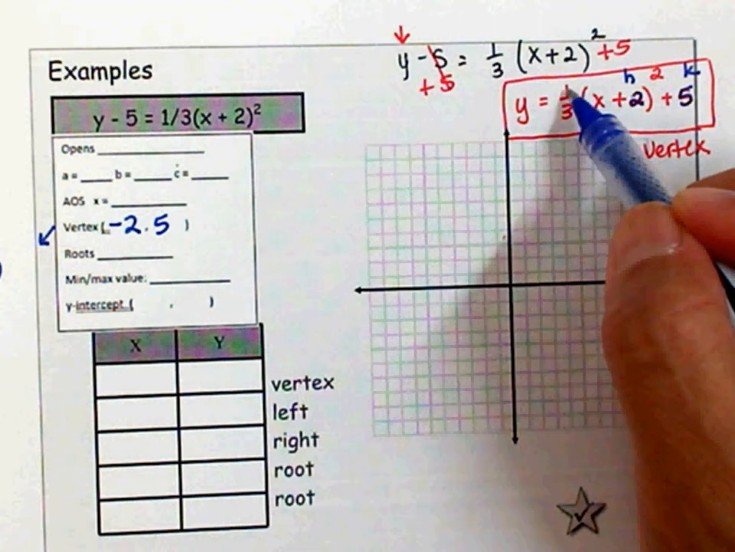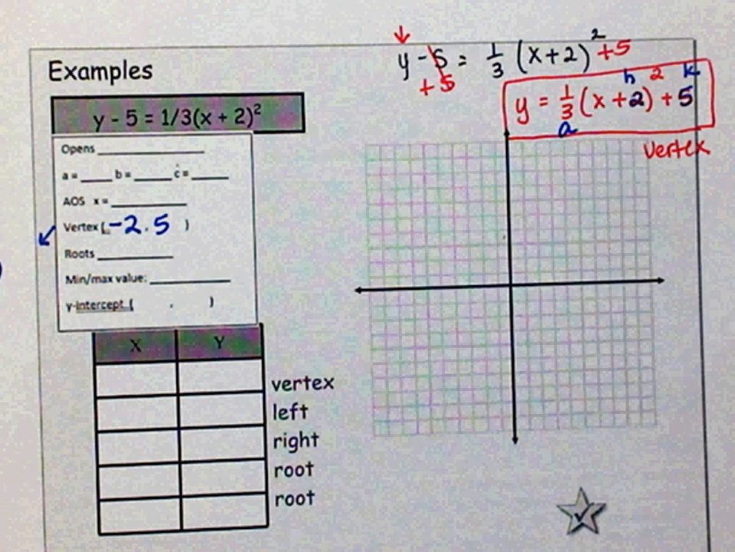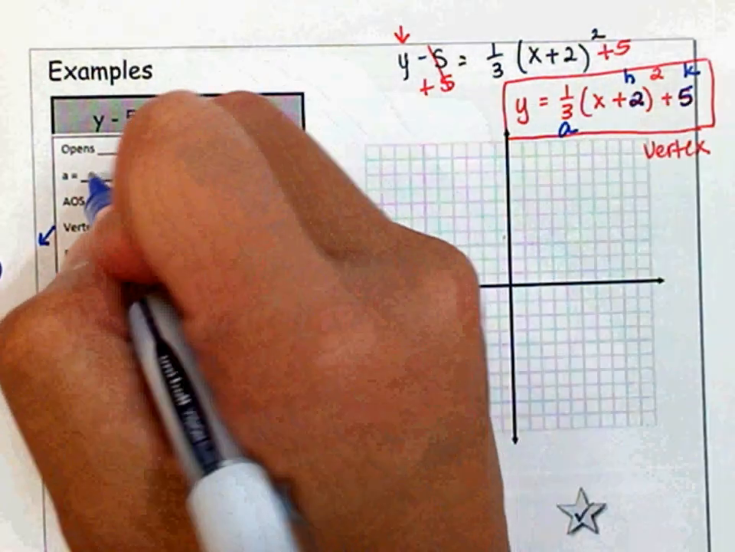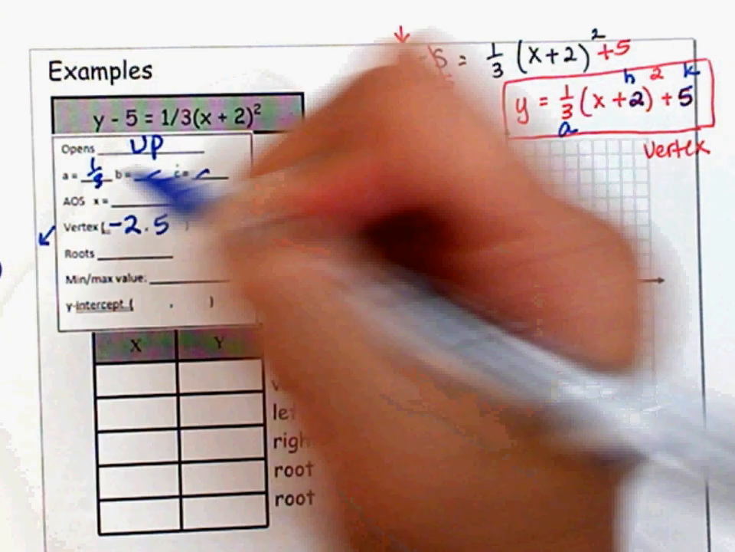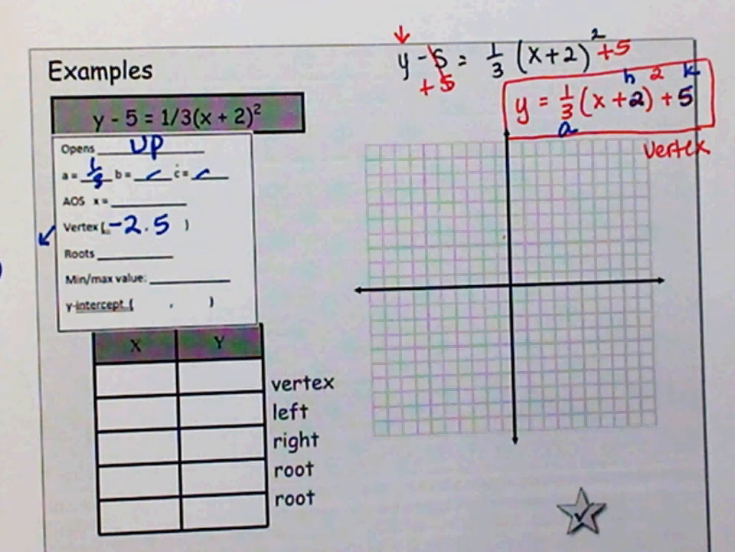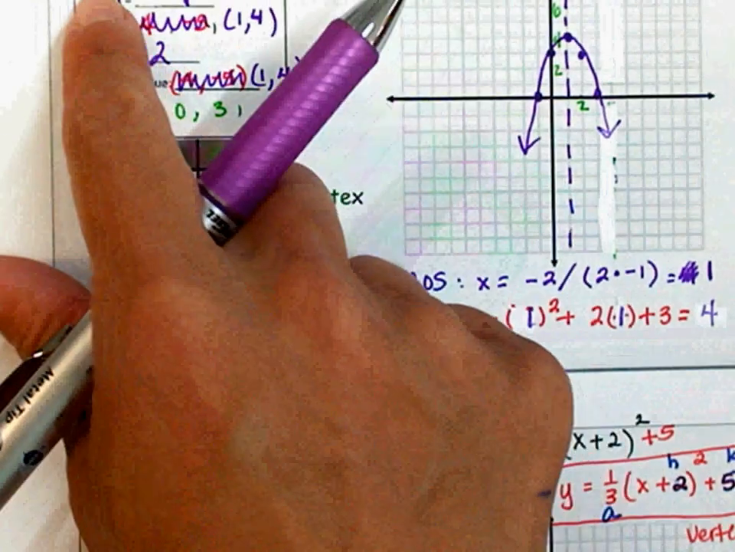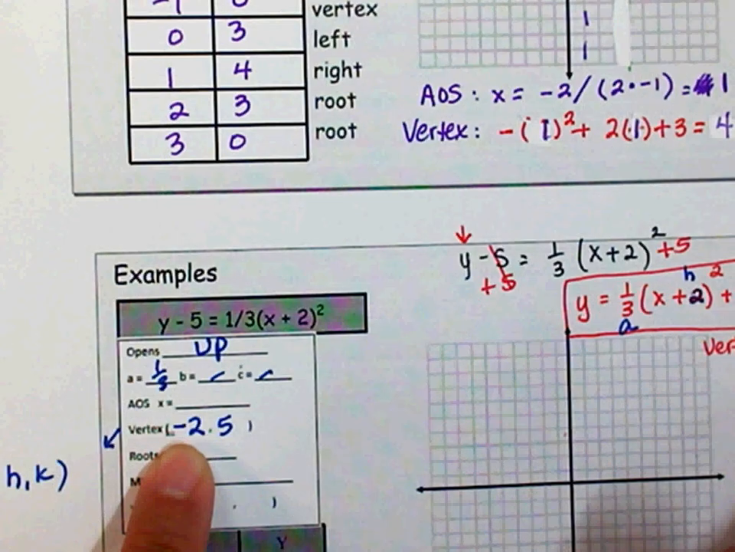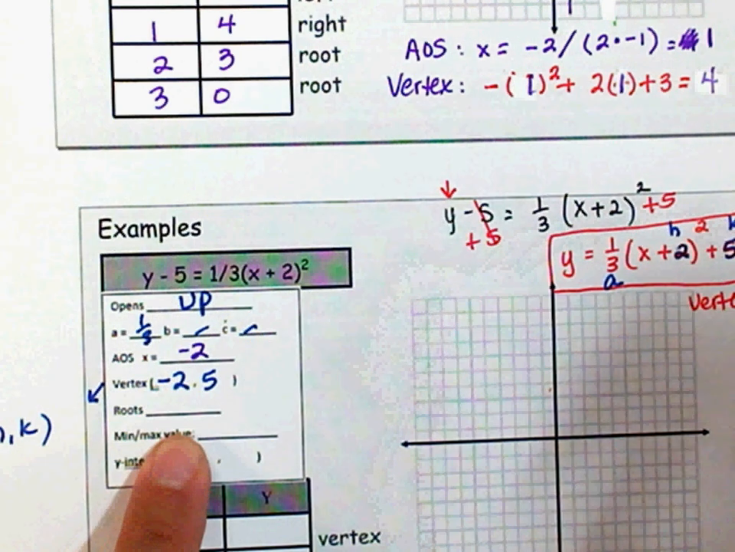Notice your A, this is your A right here, is positive, so it's going to open up, okay? You are not going to have A, B, and C. We're not going to do that. Well, if you want to really write, A is 1/3, but you don't have to write that, okay? Axis of symmetry is always this x value, kind of like right here. You notice how they always match up, x, x, x, okay? So your axis of symmetry is -2. Your roots, we'll look at them later.